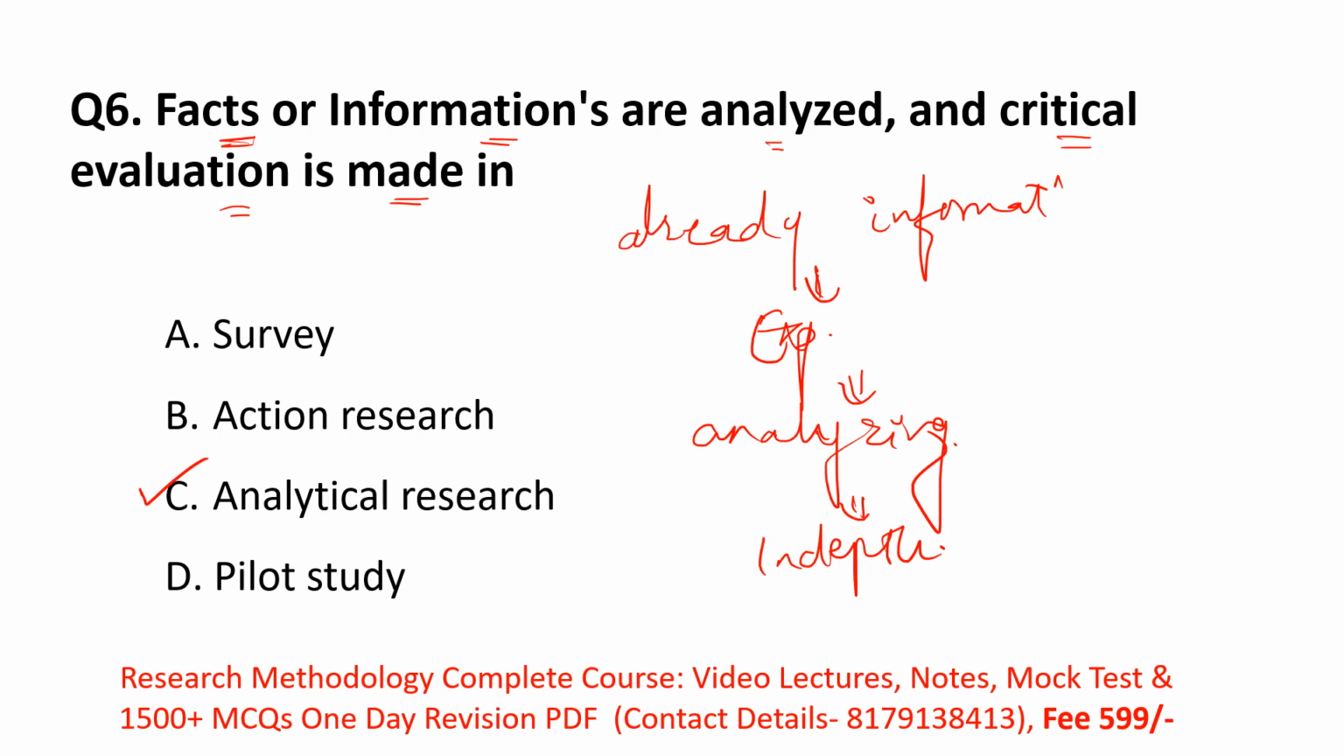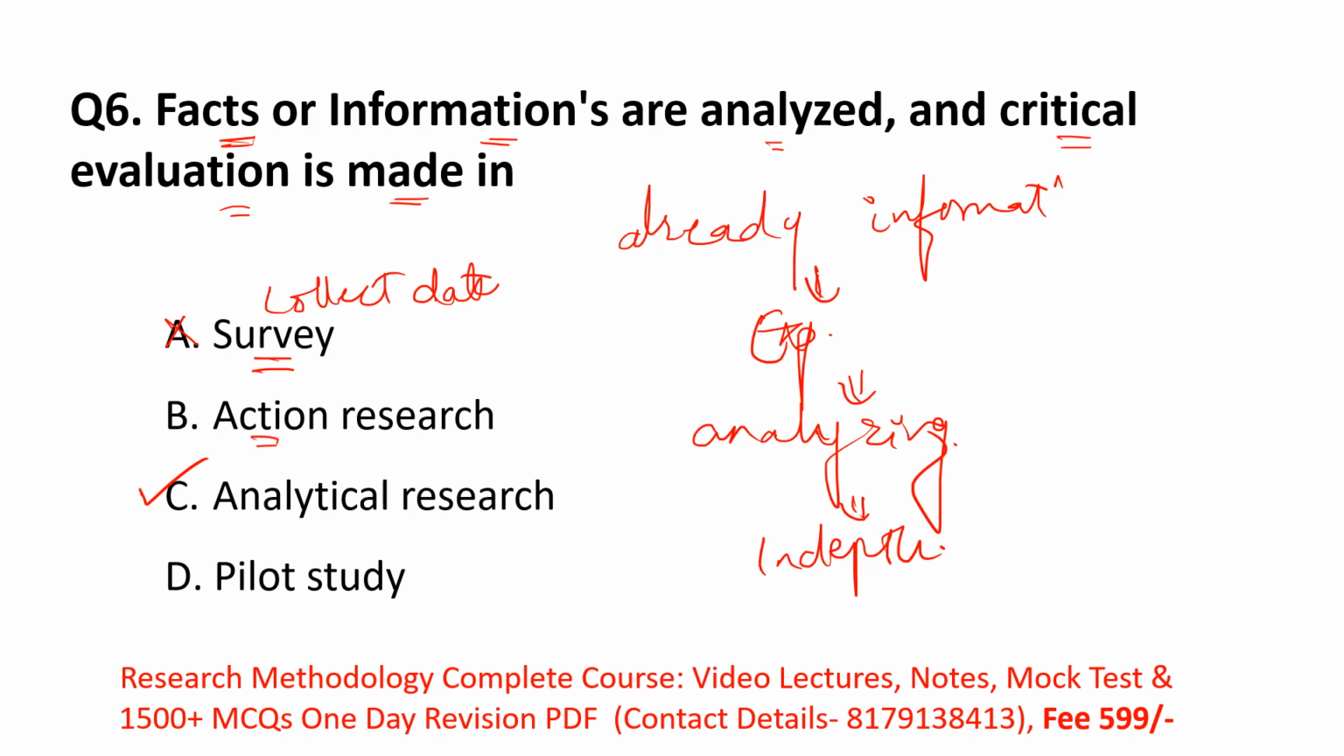So here option C is the right answer, or you can say this is the definition of analytical research. We'll see the remaining options, which are incorrect. Here option A is survey. By performing a survey, what researchers do is collect data. In a survey, remember, already existing data or information is not present. Through a survey, the researcher collects data. So here option A is obviously incorrect.